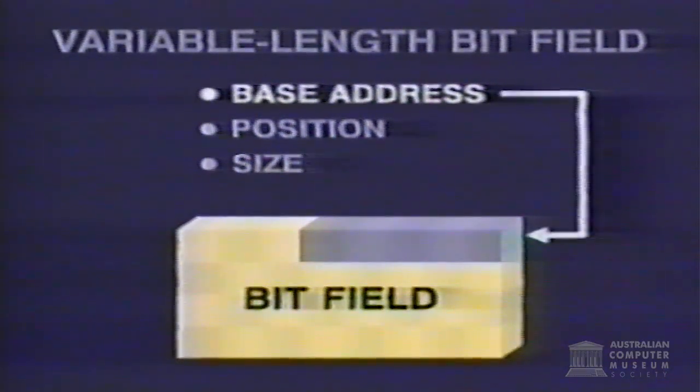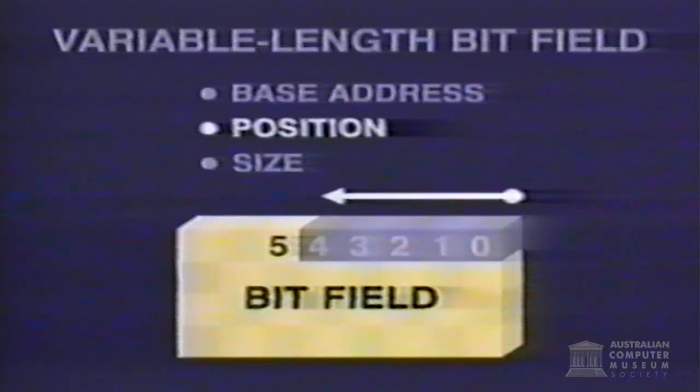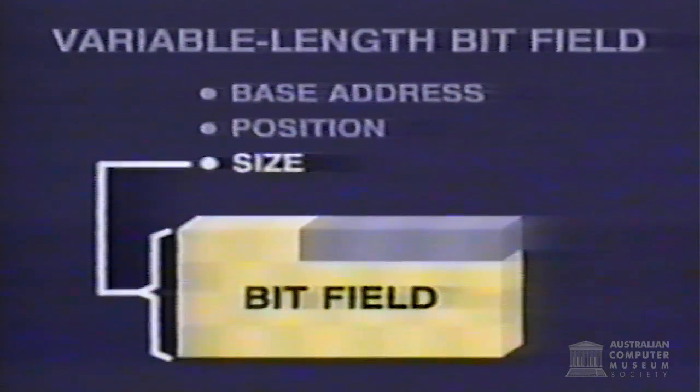A variable length bit field is defined by 3 attributes: its base address, a position, and a size. The base address establishes a reference point from which the location of the bit field is determined. The position then defines the actual location of the bit field relative to the base address. In other words, the position represents a displacement or offset from the base address. Here, the bit field is positioned 5 bits from the base address. The size of the bit field is defined by the 3rd attribute. This attribute indicates how many bits are to be operated on. The size can range from 0 to 32 bits.